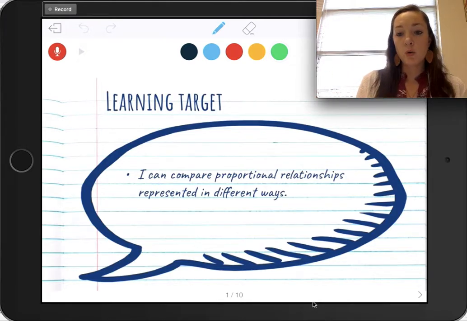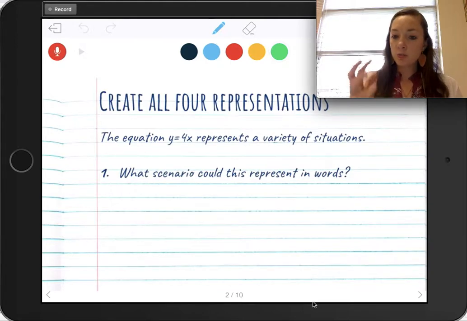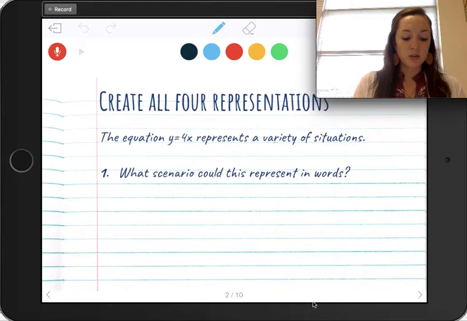So we just took a quiz on constant of proportionality in all 4 representations and finding out if they're proportional. Now we're going to put it all together to finish our unit. So let's just recap for this. So all 4 representations. So we have this equation, y equals 4x. What scenario could this represent in words?